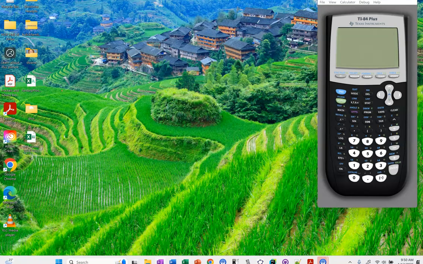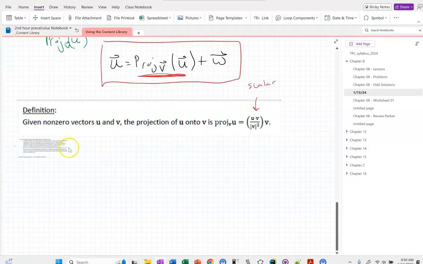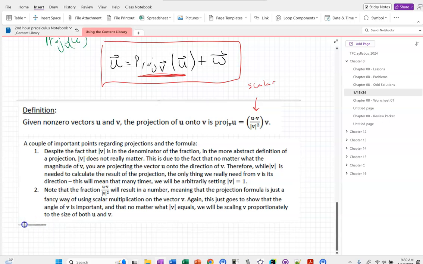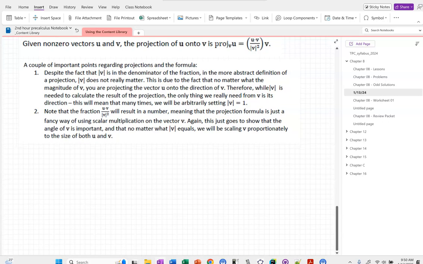More often than not, all that's really necessary is just to have a unit vector in the same direction as v. So these couple of things that I've just dropped in here are just what we talked about. If v isn't given to us, oftentimes we'll just assume the magnitude to be 1 and just find the unit vector in the same direction. And that coefficient, u dot v over magnitude of v squared, is just a scalar. So this is really just a fancy scalar multiplication.